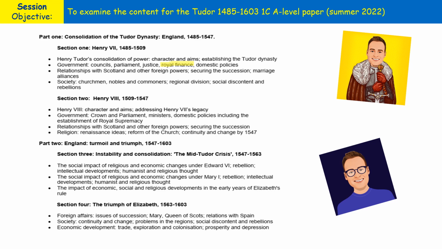We also need to make sure that we have good knowledge on Henry Tudor's parliament, his domestic policies, his foreign relations with Scotland and other foreign powers as well. You could get asked an essay question or an extract question on that. And also society under Henry Tudor. So churchmen, nobles, commoners, regional divisions, social discontent and rebellions. So rebellions like the Cornish Rebellion, Perkin Warbeck, Lambert Simnel. You need to have a good understanding about the threats and challenges faced to Henry Tudor's government.